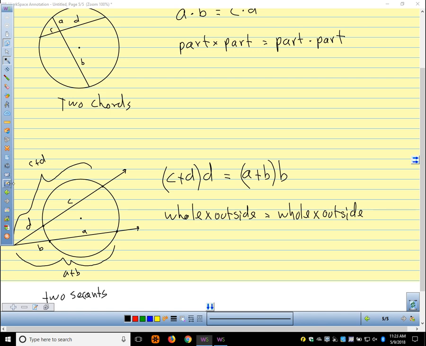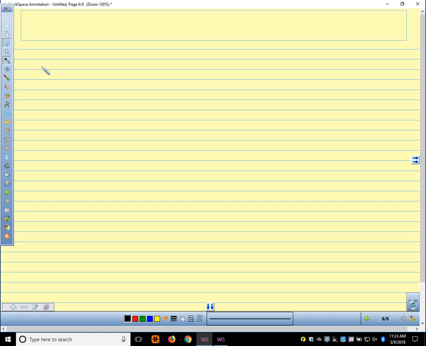All right, the third one, so going backwards one more. We have a secant and a tangent. So our drawing looks like this in your flip book.